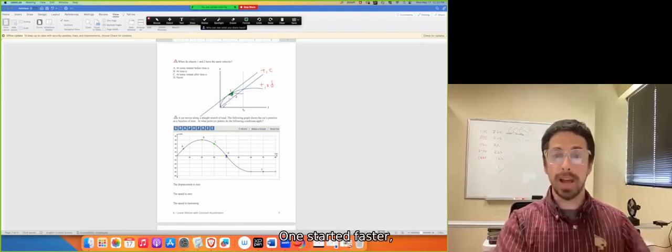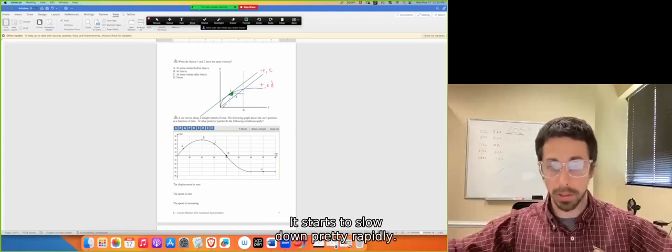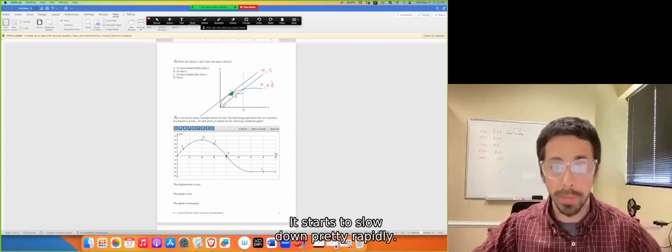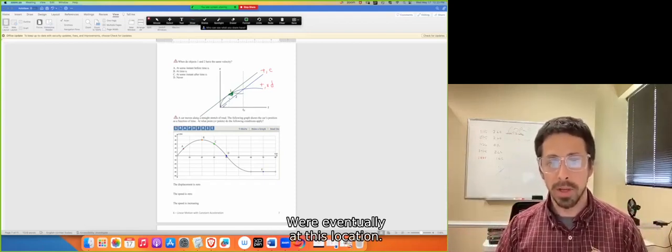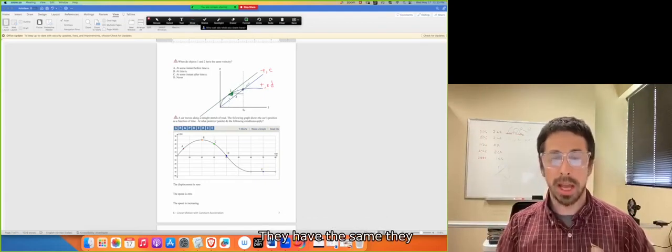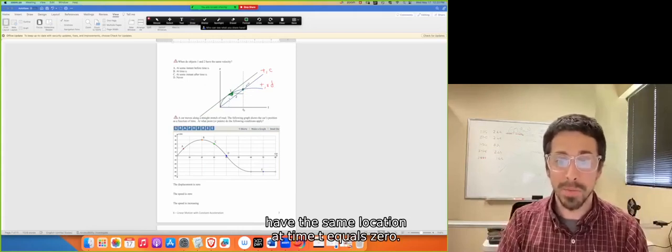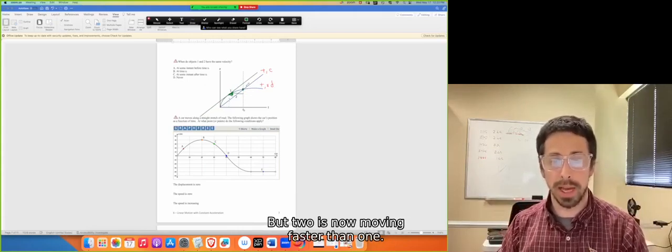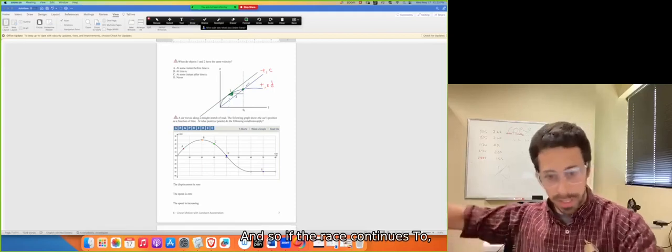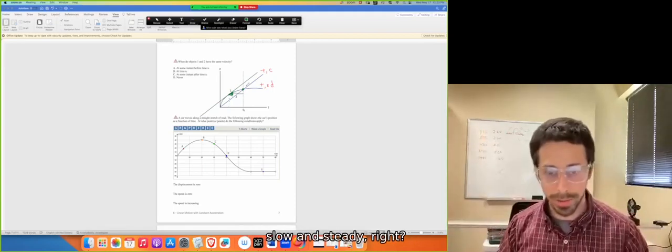1 started faster. It's covering more ground at the start, but it starts to peter out, starts to slow down pretty rapidly after this time, where eventually at this location, they have the same location at time t equals 0, but 2 is now moving faster than 1. And so if the race continues, 2 ends up winning the race, slow and steady, right?